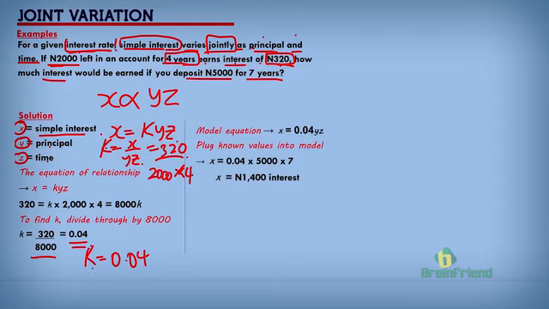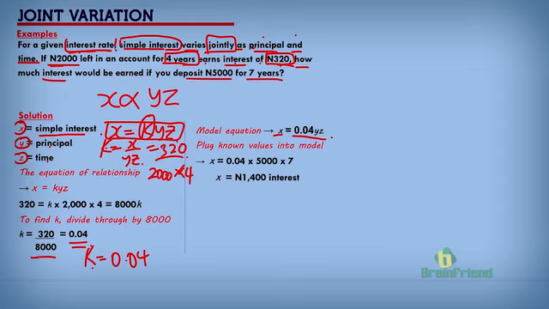We impute this value of k in our initial equation to get a model equation. So we know k now to be 0.04. We say x therefore is 0.04yz. Now we have a model equation. What do we do? To find how much interest will be earned if we deposit 5,000 for 7 years, that would be the second end of our ratio.